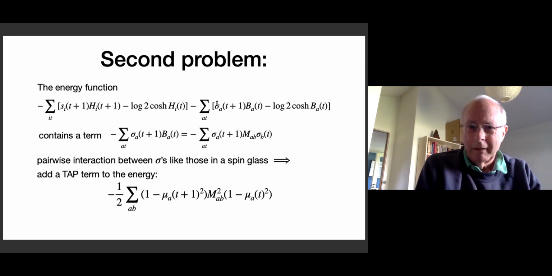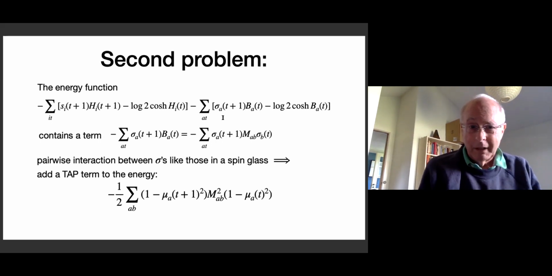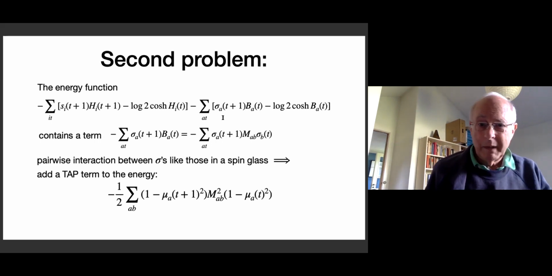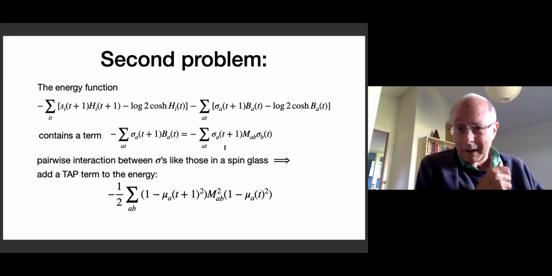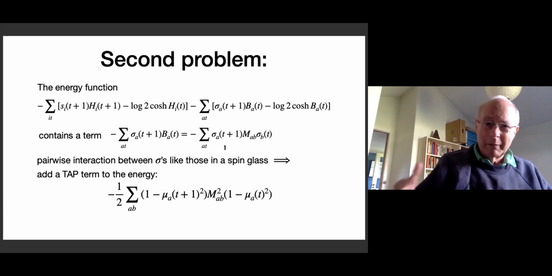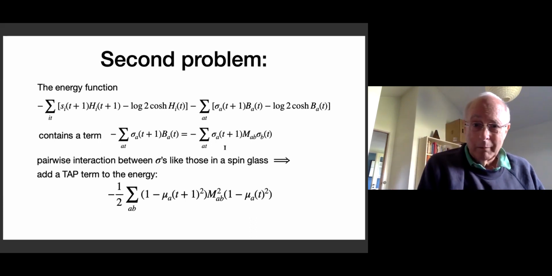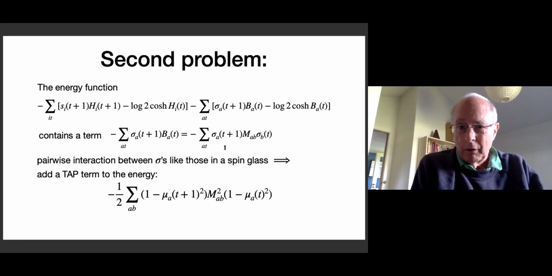Here's the energy function again. If we look at this term, sigma A of t plus 1 times B A of t, well, B A of t is the sum on B, so it should also be a sum on B in the second equation here: sigma A of t plus 1, M A B, sigma B of t. This is a pair interaction just like in a ferromagnet. It's just M's instead of J's, and it connects things at different times. But we're just regarding time as an index the same as the unit index or space index. So we know how to deal with that.